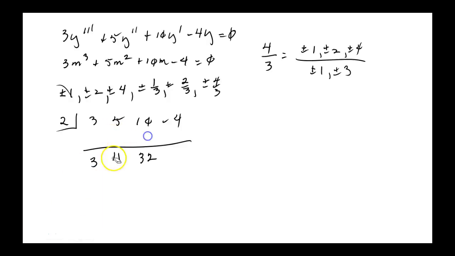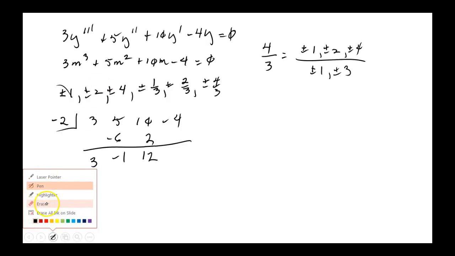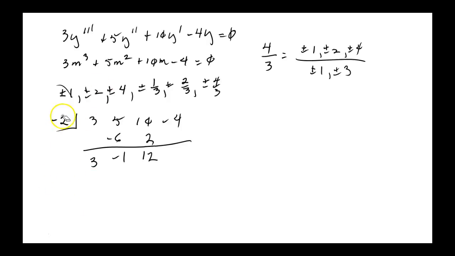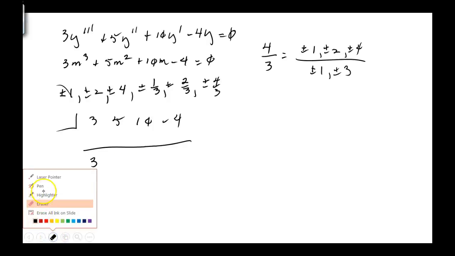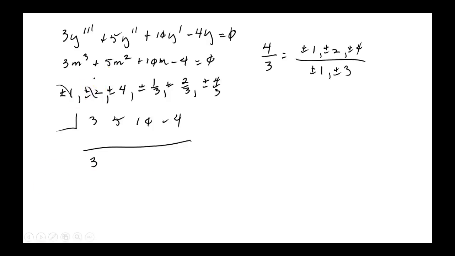Now I'm really lazy. Put a minus here. And what do you get? -6 would be -1, +2, 12, not going to work either. -24, nowhere close. So plus 2 and minus 2, they don't work either. They're gone. And let's try 4.